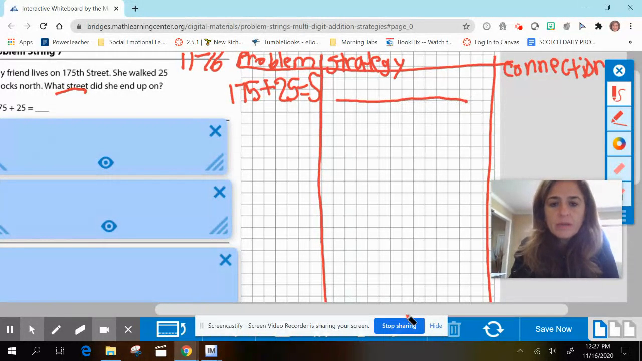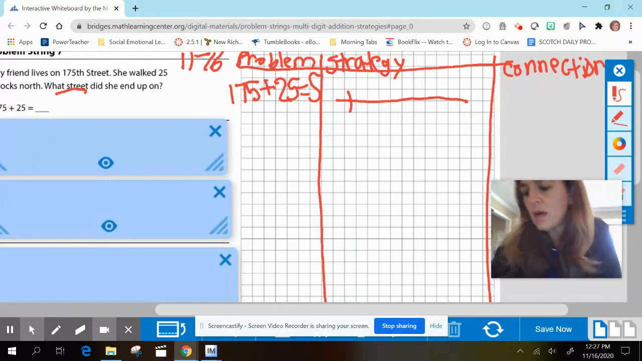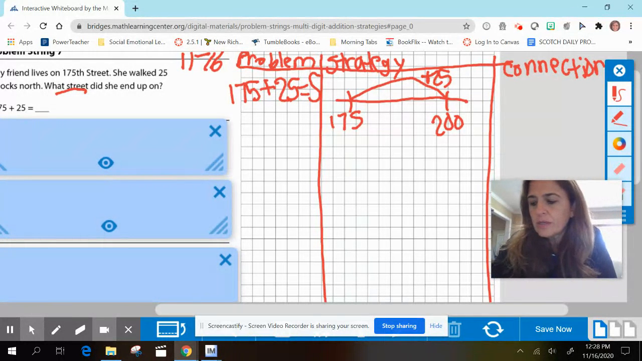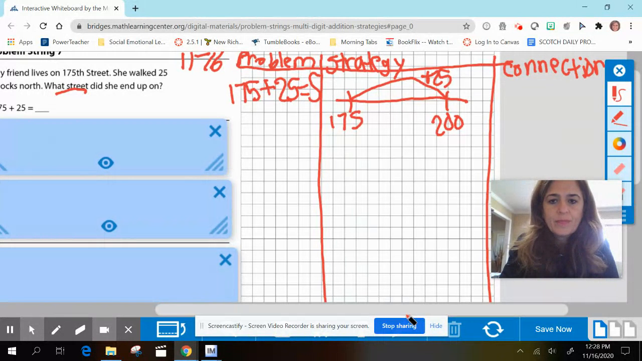The open number line, we're going to have a starting position of 175. Some of you already recognize that 75 is like 25 away from 100. And then if you add this 25, boom, so this will be plus 25, it is going to take you to 200. So your answer is going to be 200. All right. So we know S equals 200 street.